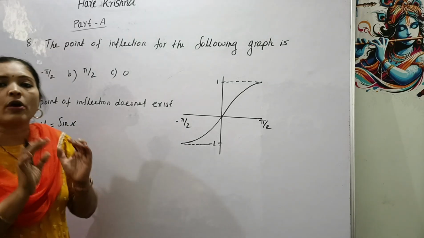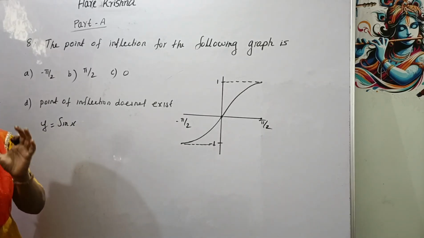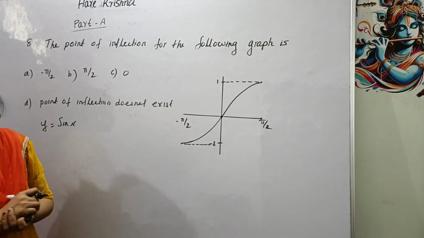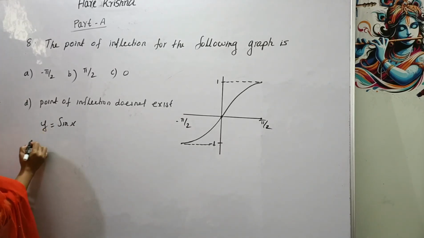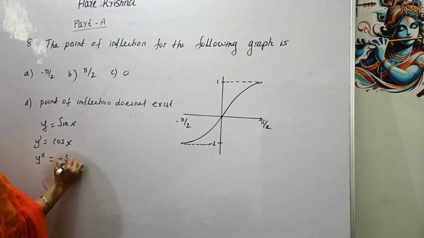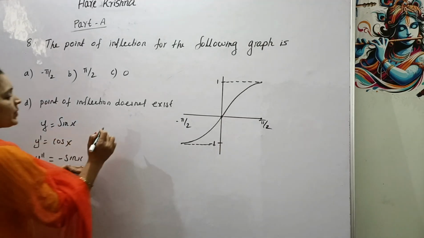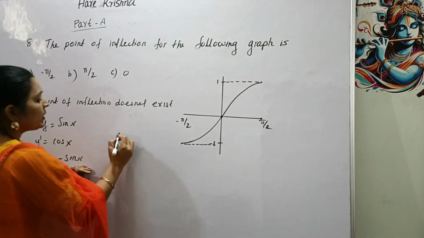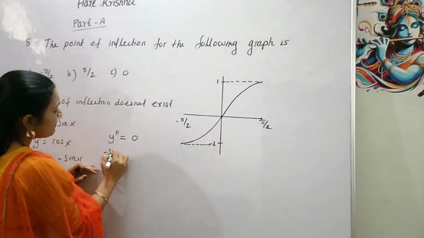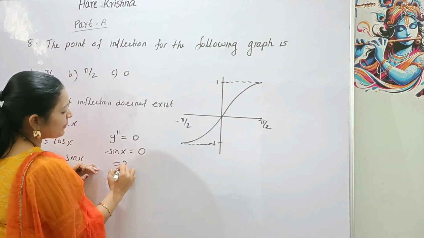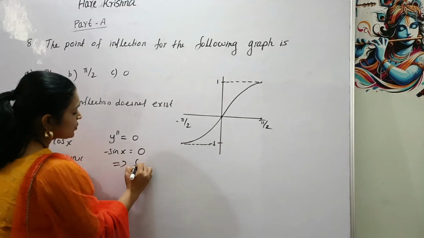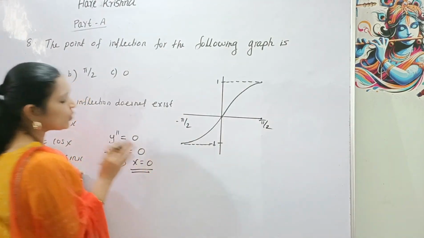How to find the point of inflection? See here, to find the point of inflection, we need to find the second derivative of the function. Okay, so let's find the second derivative of the function. That is, y dash is equal to cos x, y double dash, the second derivative, is minus sin x. Okay, then to find the inflection point, you just take y double dash equal to 0. That is minus sin x is equal to 0. That implies sin x is equal to 0, which implies x is equal to 0, right? So we have got x is equal to 0.